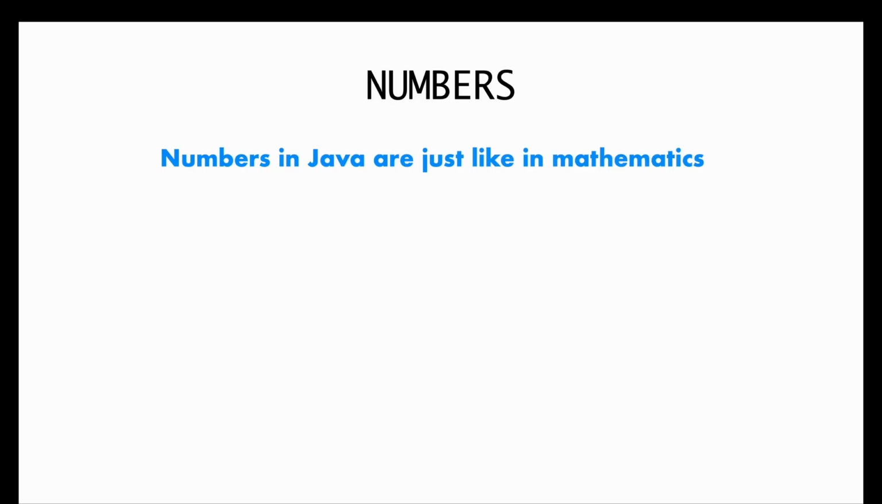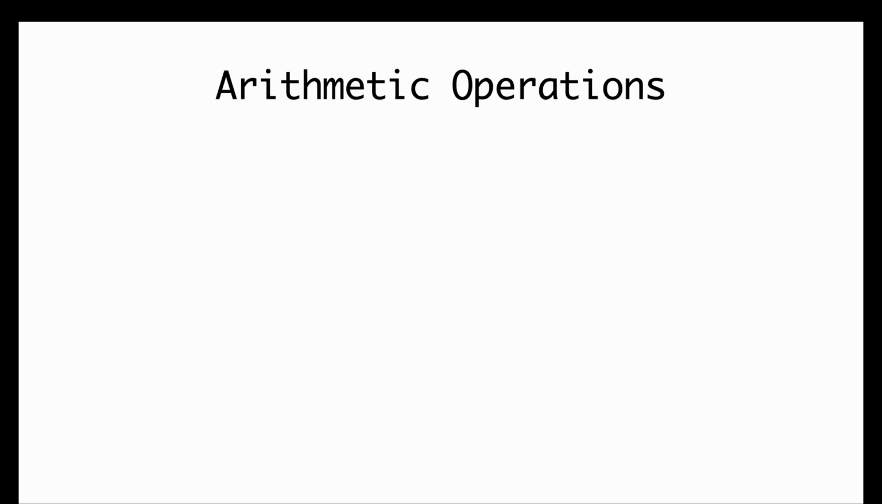So what are numbers in Java? Numbers in Java are just like in mathematics. An example of numbers would be 0, minus a negative number like minus 19, minus 1. It can be a two-digit number, 13. It can be a year, 1994. It can be the current year, 2024. So basically numbers in Java are just like the numbers that we define in our mathematics, right?